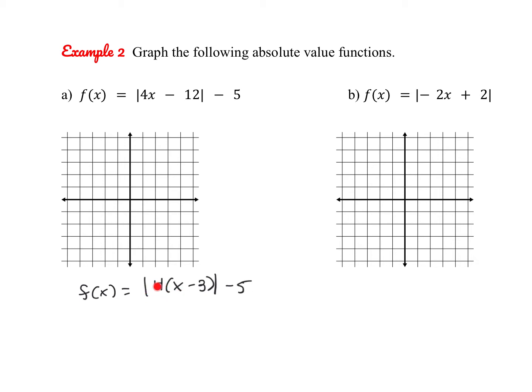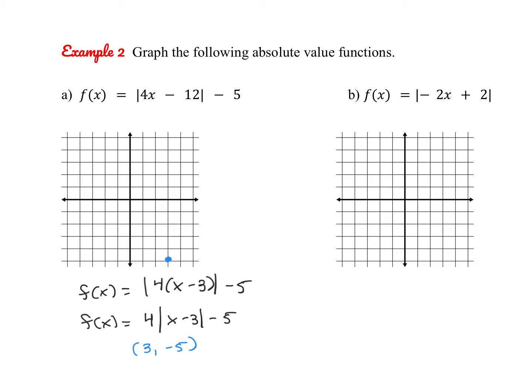We know the absolute value of 4 is just positive 4, so we can actually move that to the front of our absolute value sign. And this graph is exactly the same as this graph, but this is just a little easier to work with. So this graph has a vertex at 3, negative 5, so we can start there.